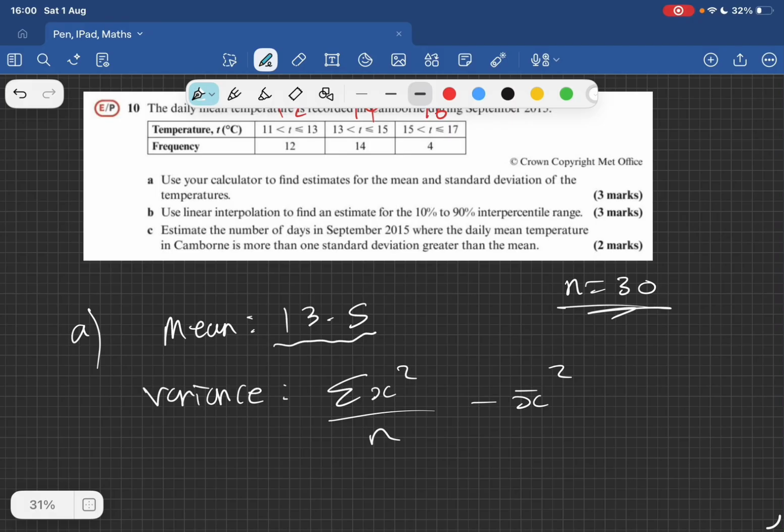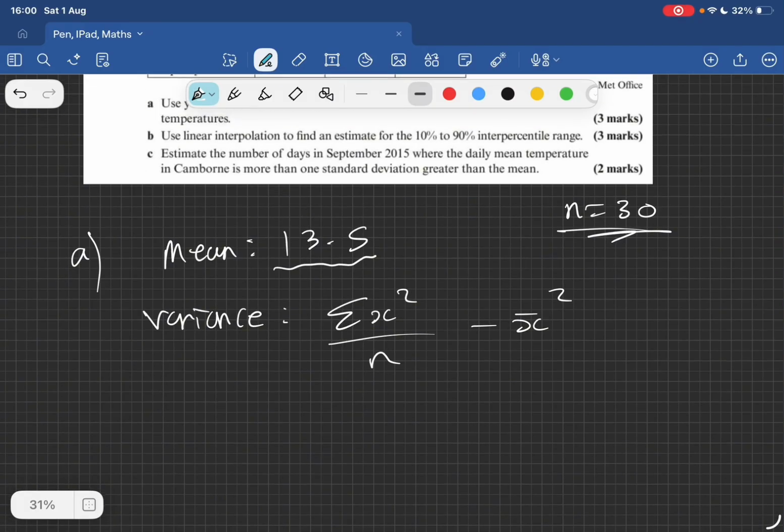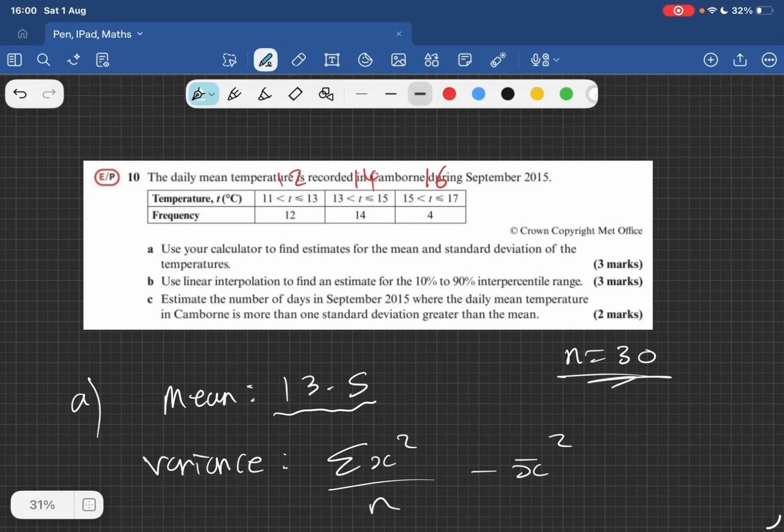And then how do we find the sum of these x squares? Well, temperature is all our data points. So our x in this formula for variance is all our data points. Realistically, we've got 11, 11.1, 11.5, 11.6, all this data. But we've grouped it together and we said there's 12 points between 11 and 13. So we're taking our midpoint as 12, and we're saying all the points between 11 and 13 are 12, and there's 12 of them.